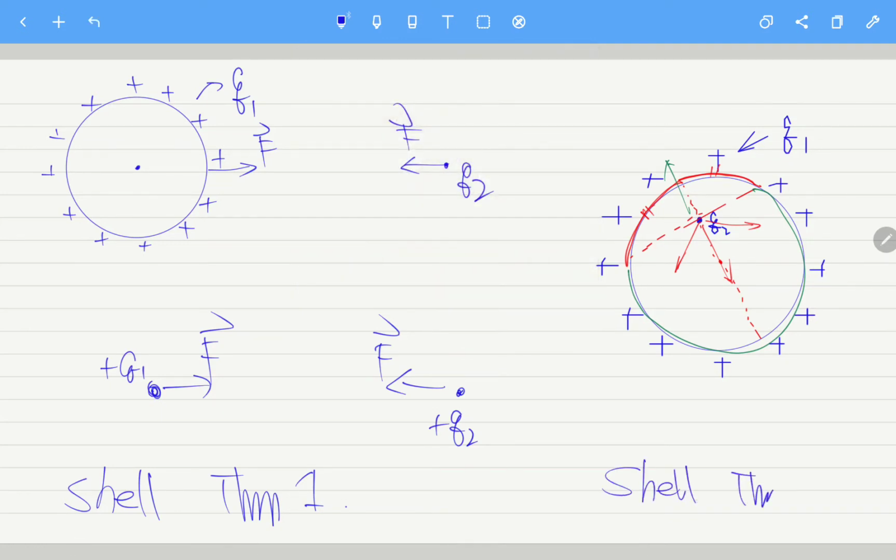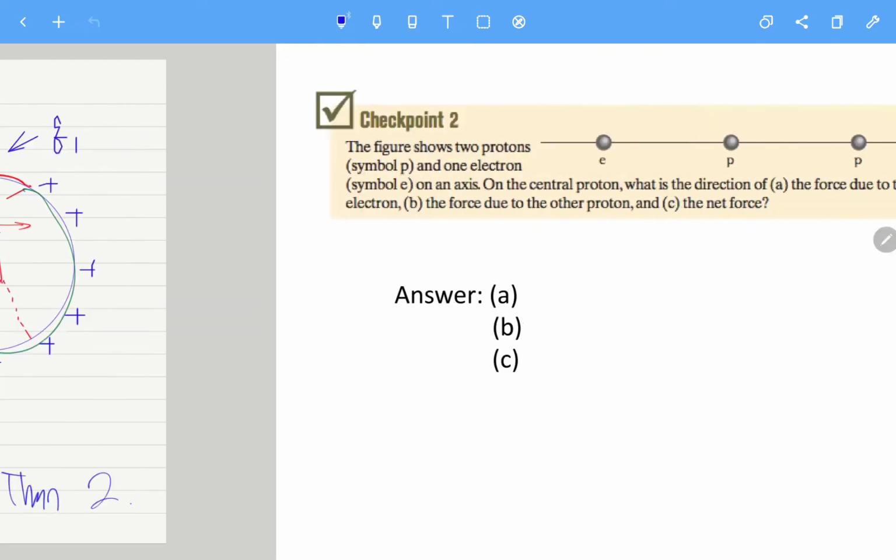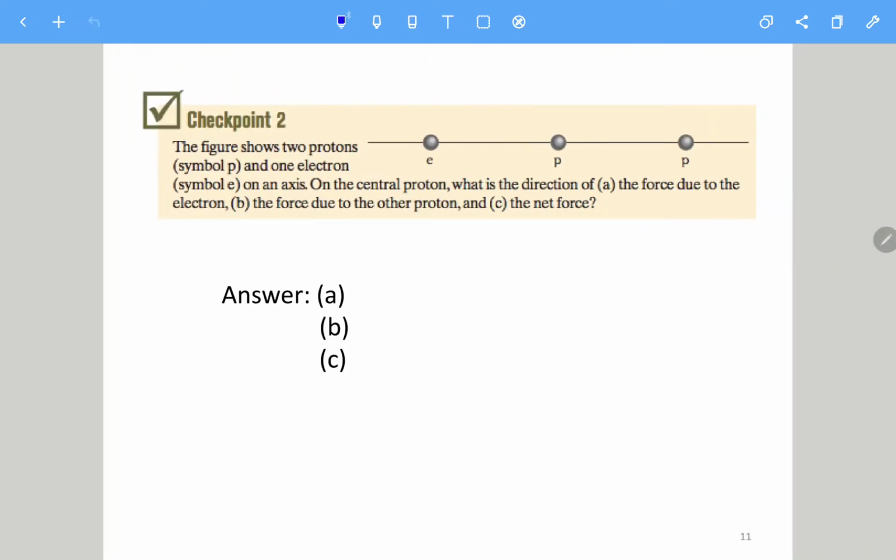Shell Theorem 2. Okay, so here we have a quick checkpoint. It asks, the figure shows two protons, simple p, and one electron e on an axis. On the central proton, what is the direction of the force due to the electron? For the central proton, what is the force acting on this one due to the electron? Left or right?